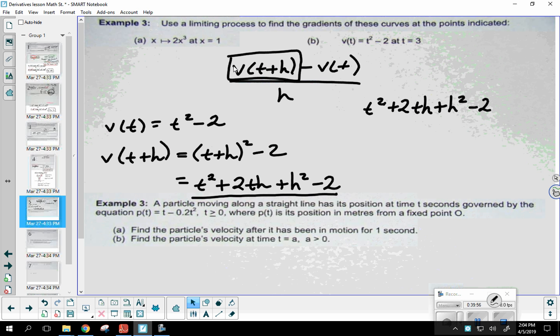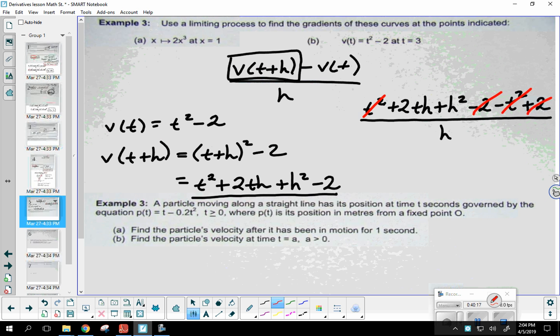But anyways, if I go ahead and subtract the original function, is everybody okay if I just say minus t squared plus 2? I just went ahead and subtracted it as I put it in, so I don't have to worry about parentheses. And this is all over h. Okay, now what? The t squareds are out, the 2's are out. So that would be 2t plus h.